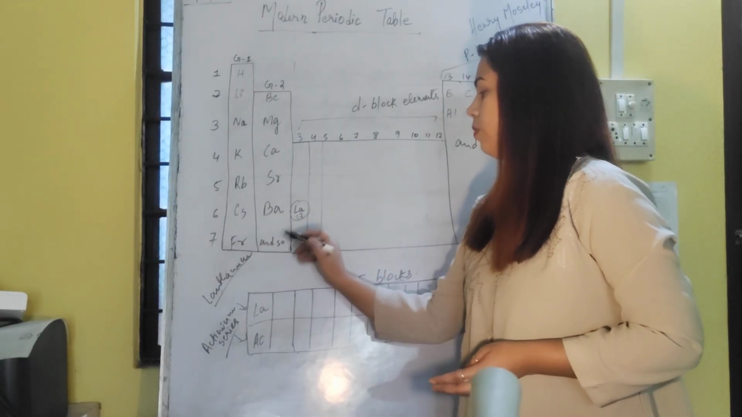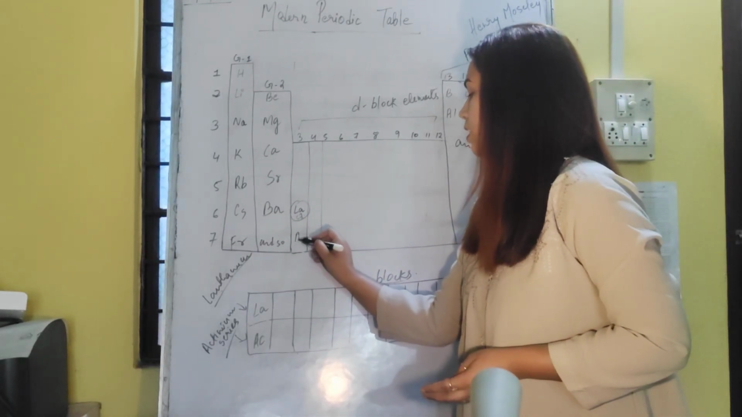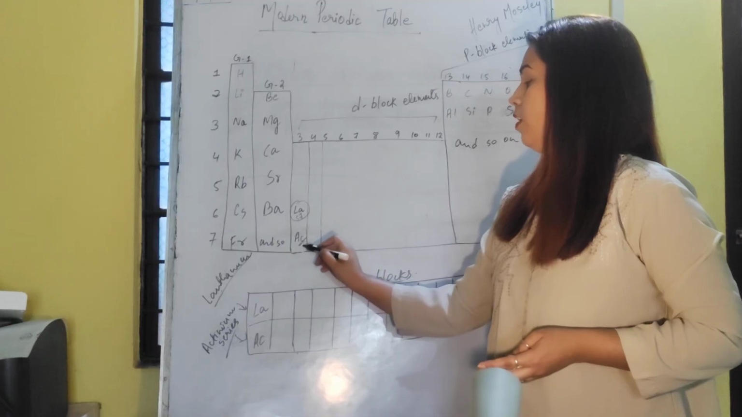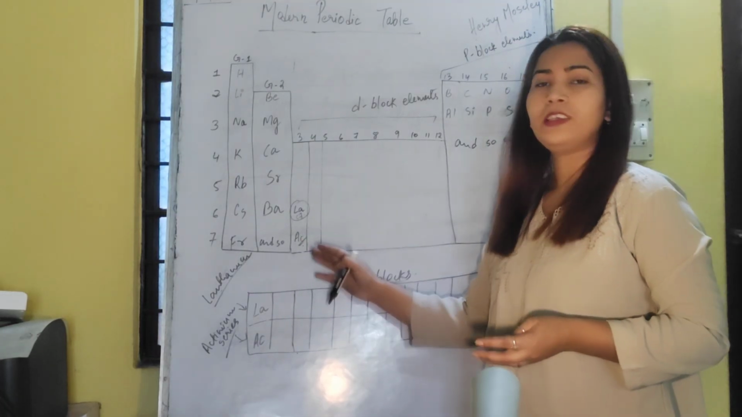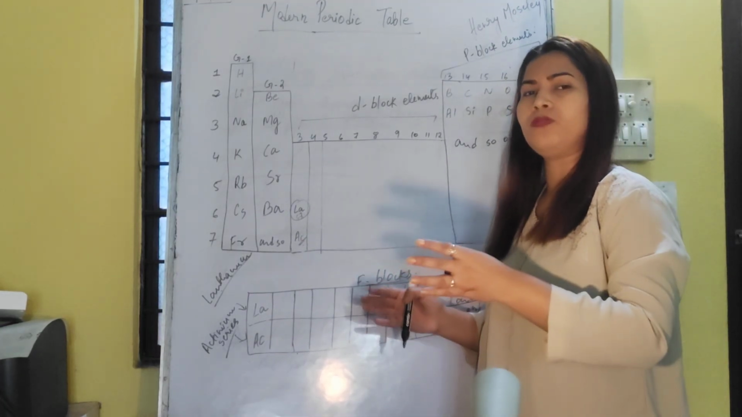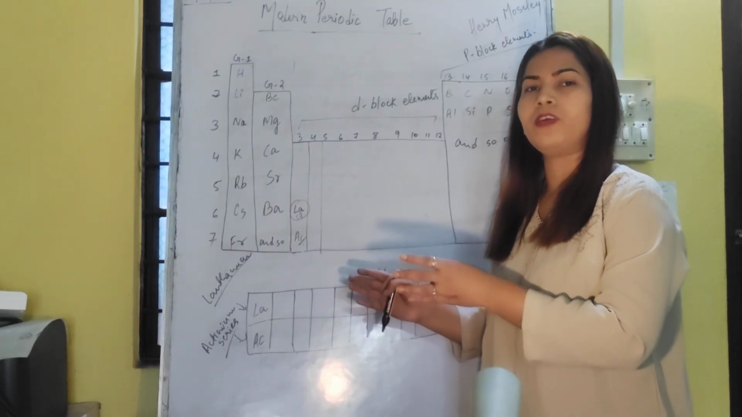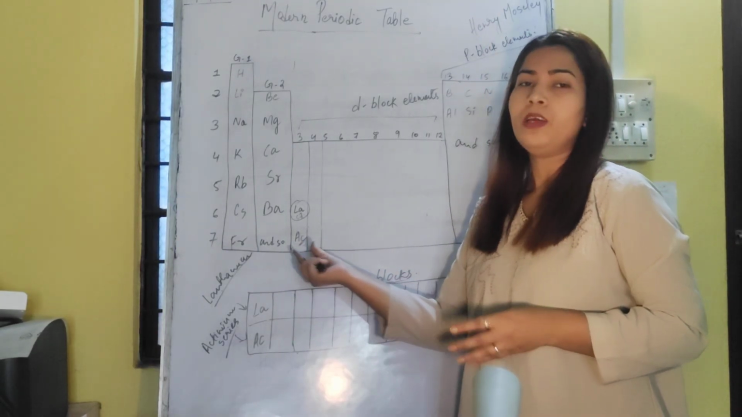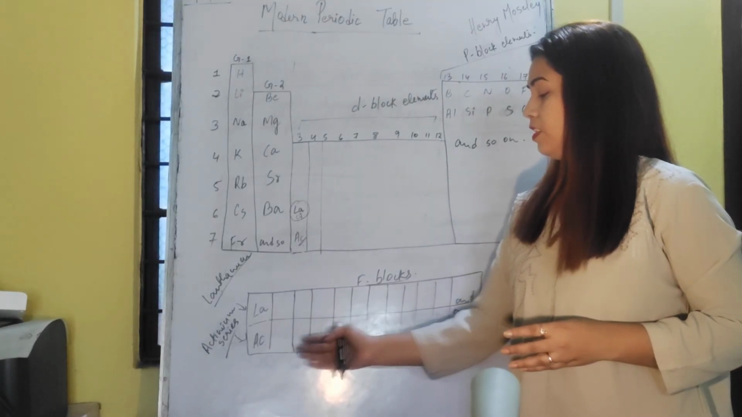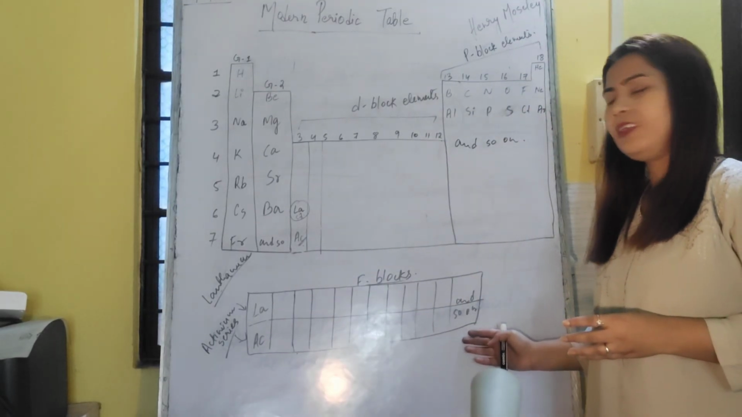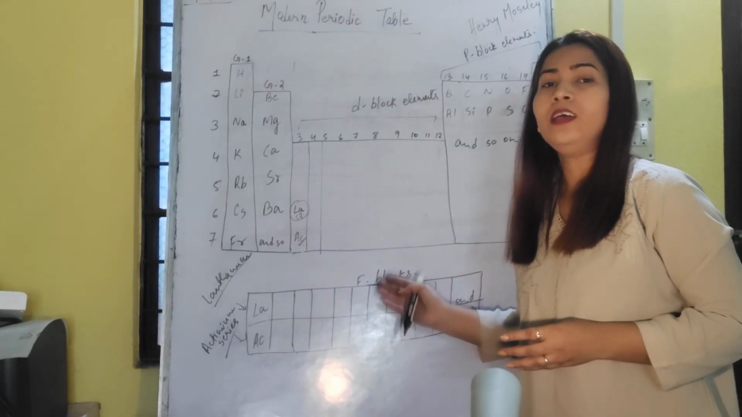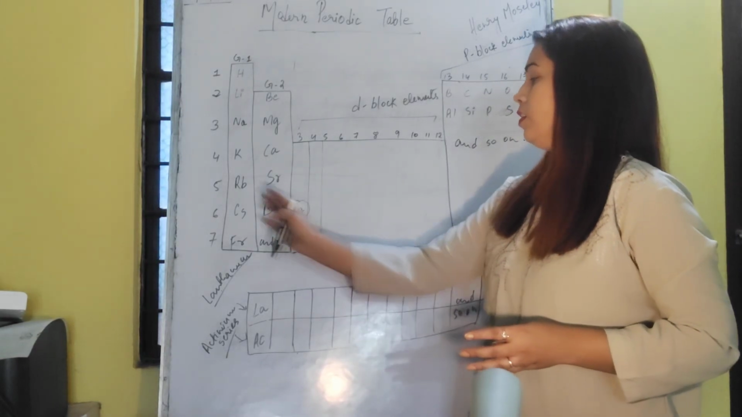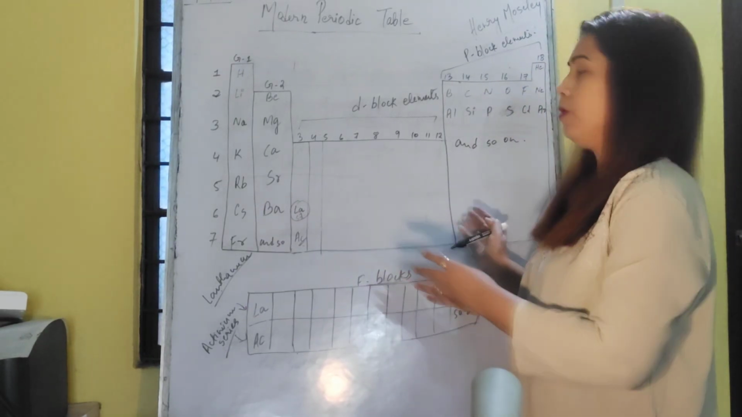Similarly, in the 7th period, there was an element that is actinium. And in the similar manner, after actinium, there were 14 elements which had the same properties as actinium. That's why actinium and all those 14 elements were placed in a separate series, which is also included in the F block, just to avoid a huge periodic table.